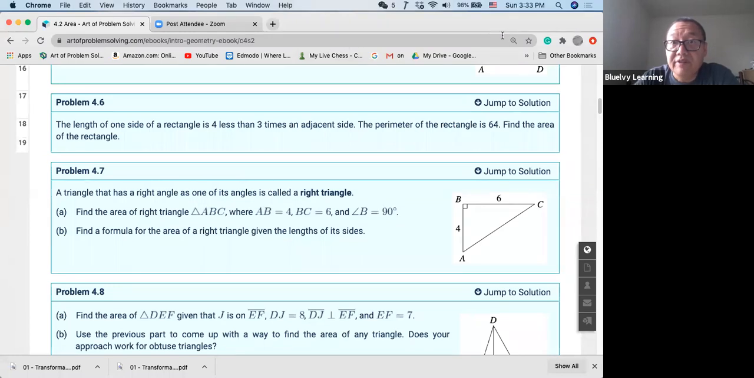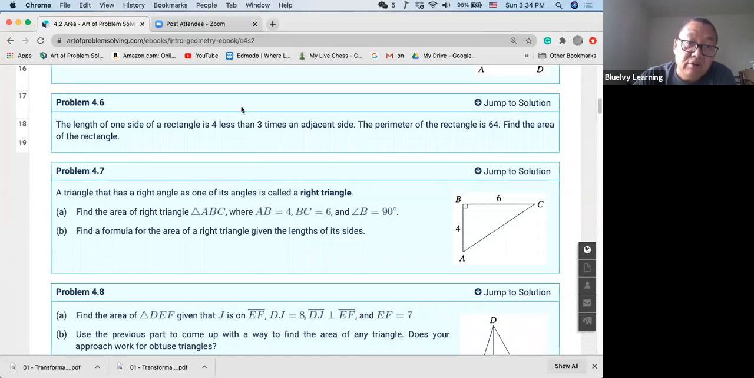Let's see if somebody got this one. Or rather, good try. You need to read this problem carefully. Okay, Alina got it correct.